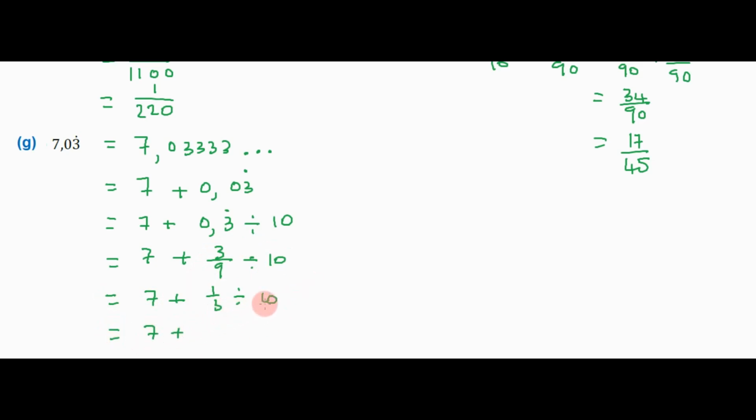We multiply the 3 by the 10, so it's 1 over 30. Now, 7 is 7 over 1. We want the denominators to be the same, so we multiply 7 over 1, both numerator and denominator, by 30. So it's 210 over 30 plus 1 over 30, which is 211 over 30.